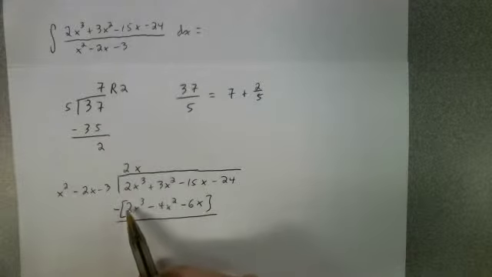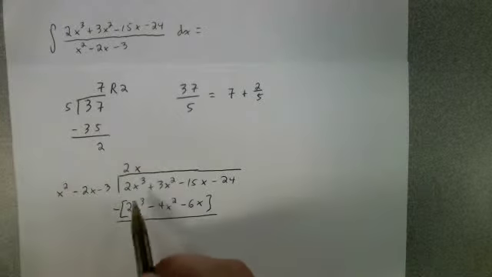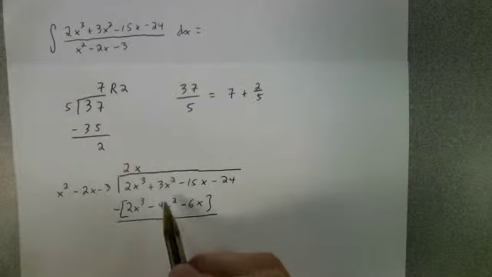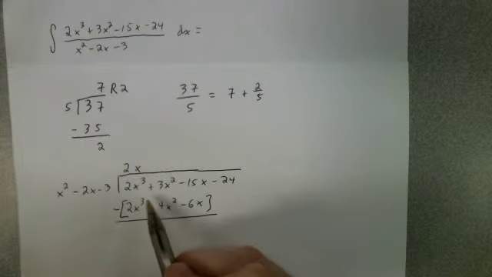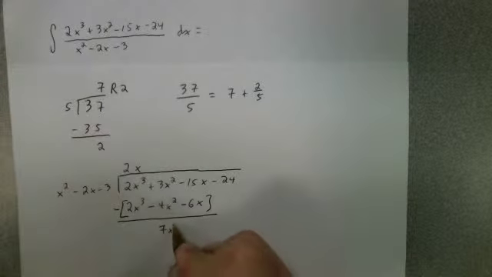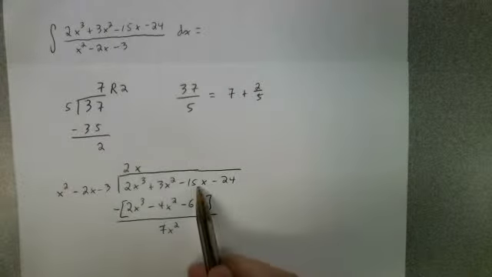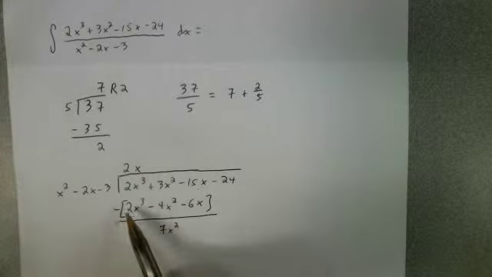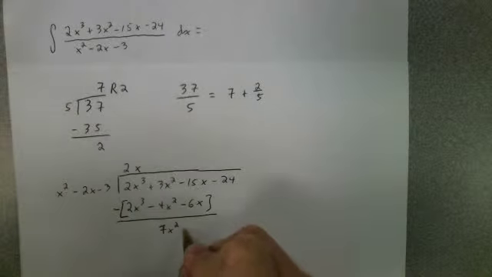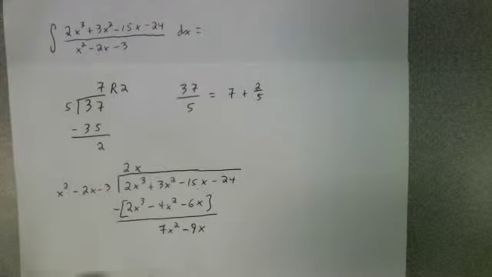So I have to take this guy and I have to subtract all this from it. 2x cubed minus 2x cubed gives you 0. 3x squared minus a negative 4x squared gives you 7x squared. Negative 15x minus a negative 6x gives you a negative 9x.